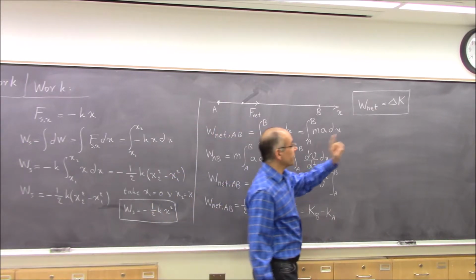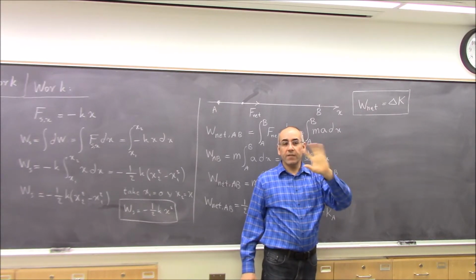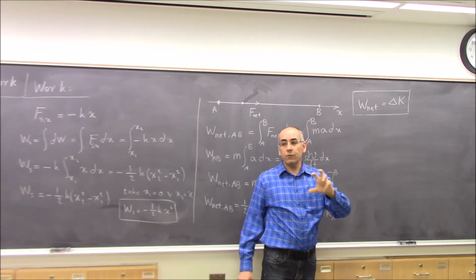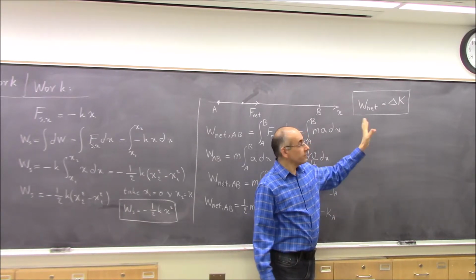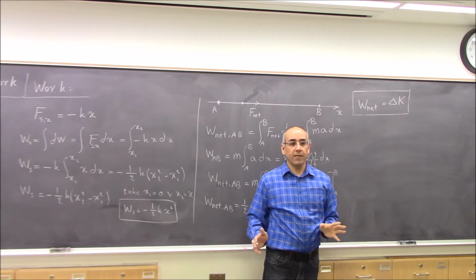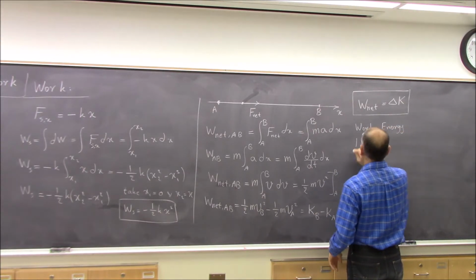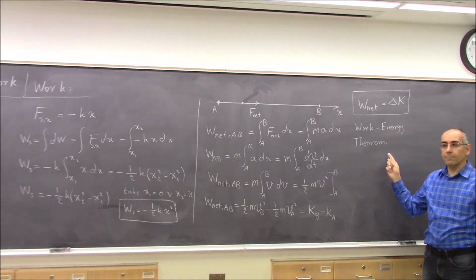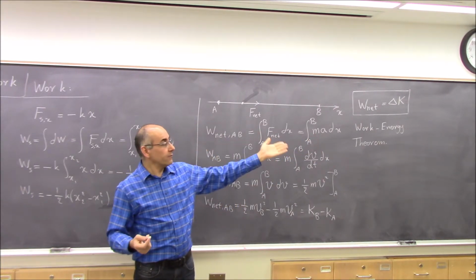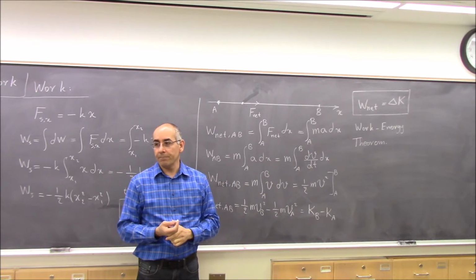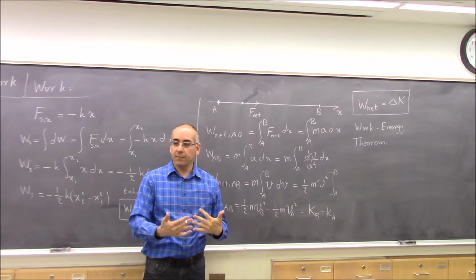And I want to emphasize that it is net, right? Means that the work of the net force, or the sum of individual works of all the forces acting on the object, is equal to change of kinetic energy from any initial to final. This is called the work energy theorem. Why is it called a theorem? Because we use F equals ma to derive that. This is equivalent to Newton's law.